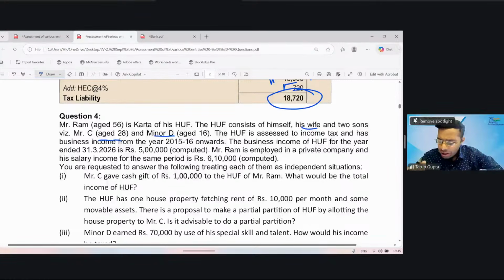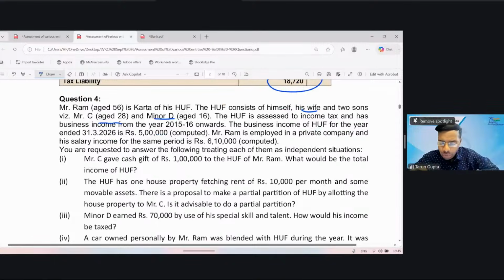The business income of the HUF for the year ended 31st March 26 is 5 lakh. So during the relevant previous year, the HUF earned a business income of 5 lakh under PGBP. Mr. Ram, the Karta, is employed in a private company and his salary income for the same period is 6,10,000 computed. You are requested to answer the following, treating each of them as an independent situation.